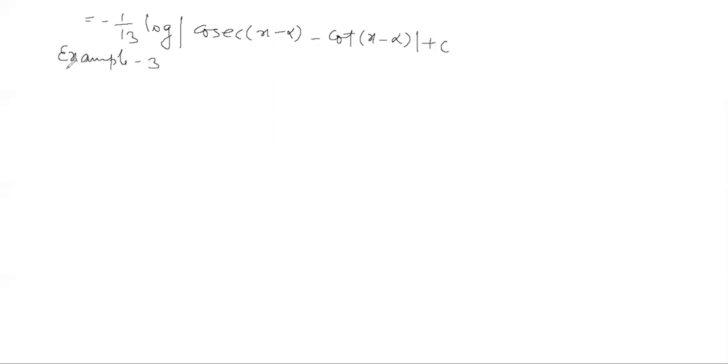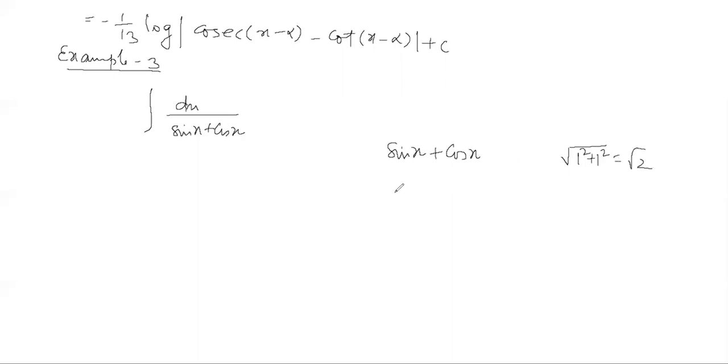Example number 3. Okay. Find out the integral of 1 upon sin x plus cos x. Very good. This is the form of what? 1 upon a sin x plus b cos x, right? So what we will do, we just write sin x plus cos x and find the value of root over a square plus b square, which equals root over 1 square plus 1 square, that is equal to root 2. So what do we do next?